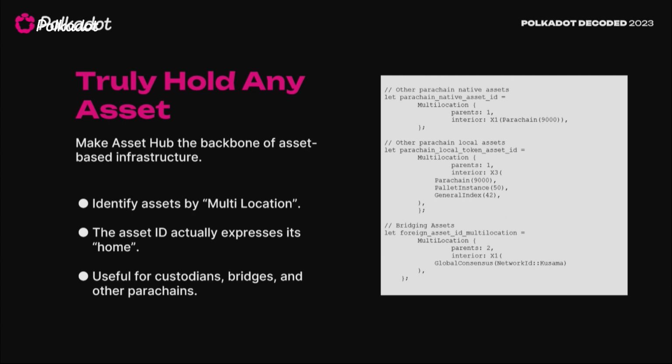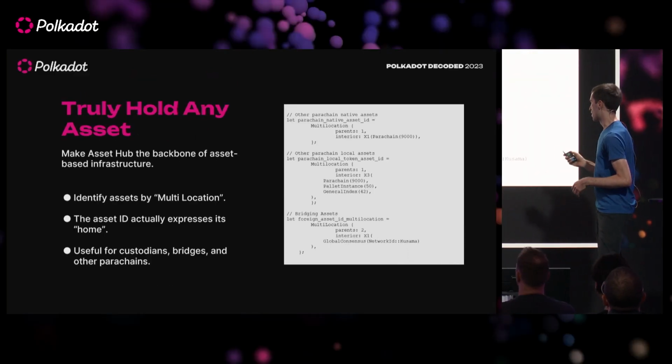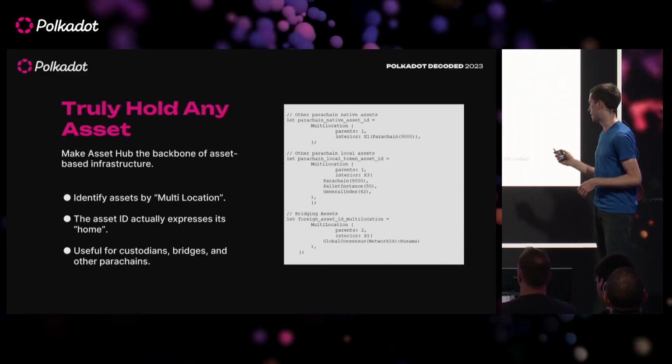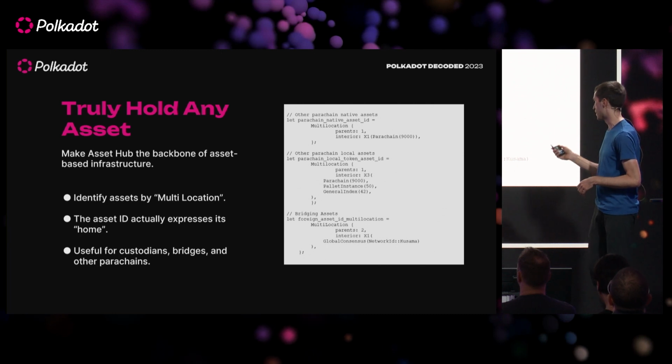So you could actually say go up 1 parent, and then go to Parachain 9000, pallet instance 50, and then an index 42 for an asset ID on that parachain. And then even bridged assets. So if you want to have KSM on Polkadot, you could say parents 2.